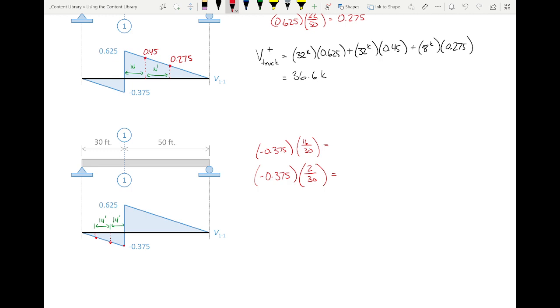So what are we getting for these? I think this one's like negative 0.2. And I think I got negative 0.025. Okay, so what do we have? We have 32, 32, and 8. So now the truck is facing the way it's reported.